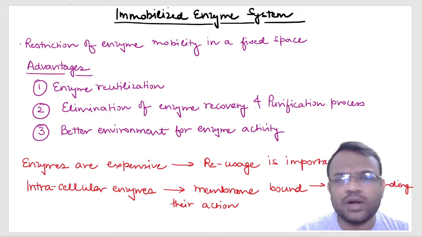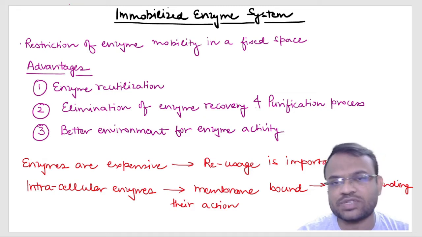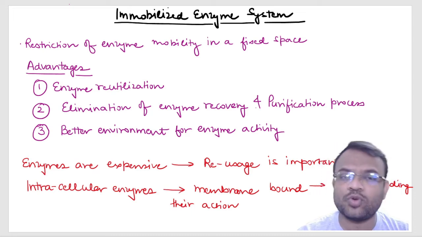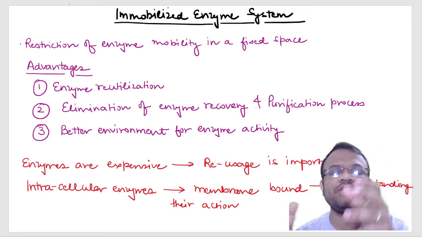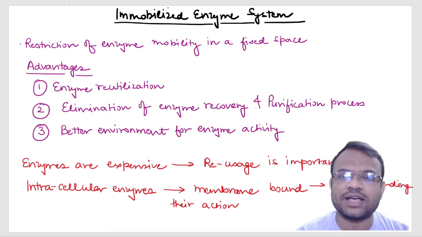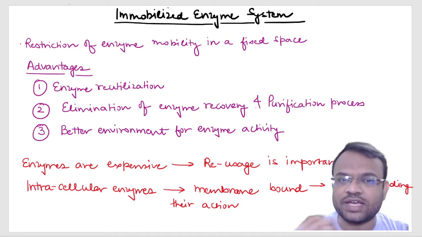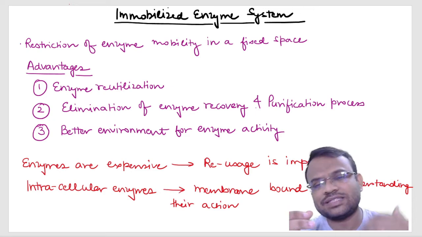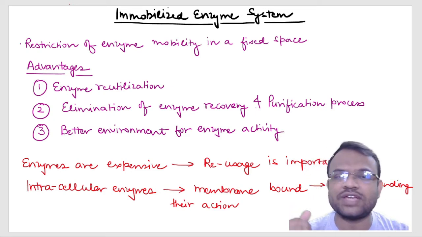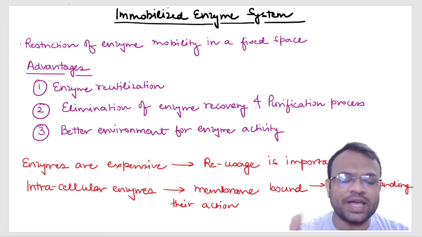So what is an immobilized enzyme system? Let us first of all start with this. What does immobilization mean? Immobilization means whenever you are restricting the movement of something, that is called immobilization. Now if you are restricting the movement of an enzyme, it will be called immobilization of enzyme. Now why are you restricting the movement of enzyme, or what does this mean? By saying restricting the movement of an enzyme, what do you imply? Why are you saying this?